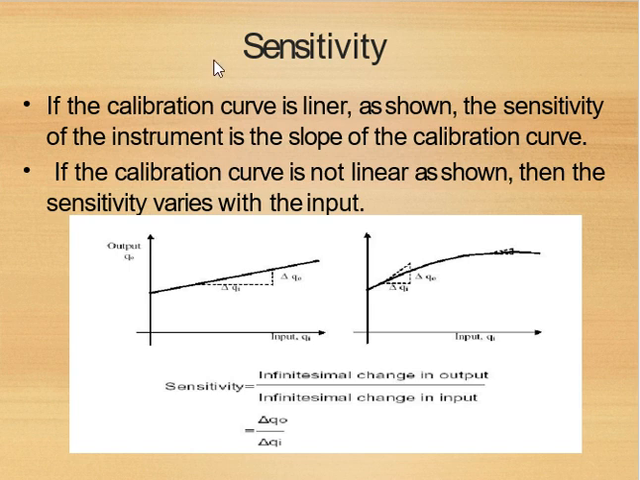See, if the calibration curve is linear, with this as the input and this as the output, then as shown here, the sensitivity of the instrument is the slope of the calibration curve. So what do you mean by calibration? Calibration means measuring our instrument's output for a change in input against some standard quantities.